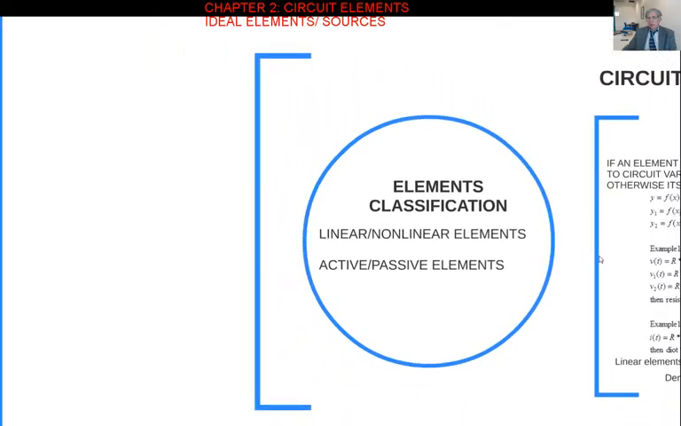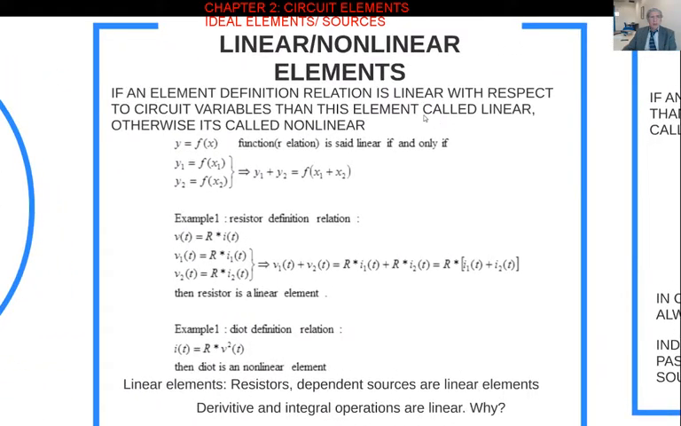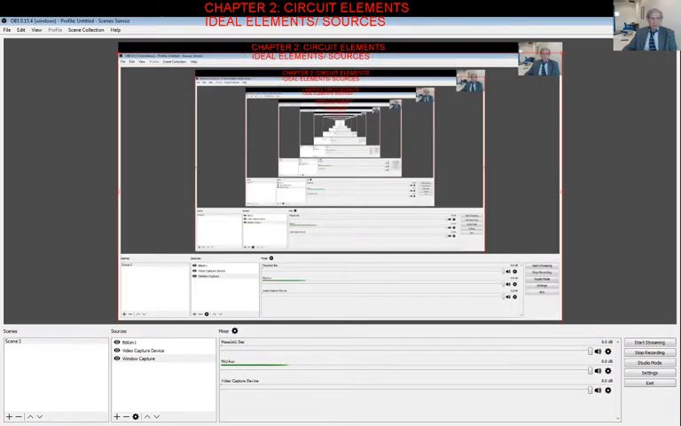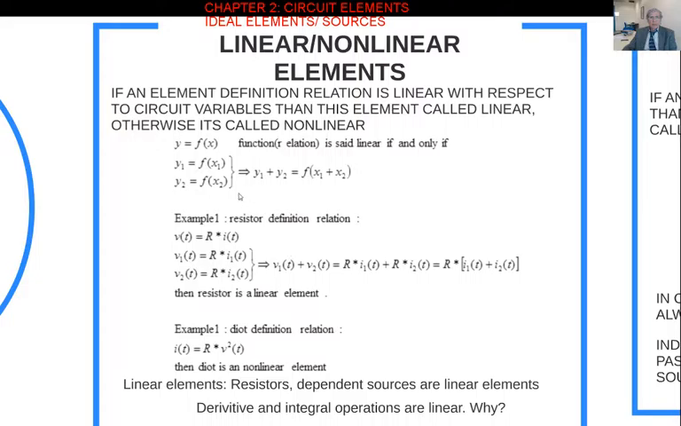What are linear elements? If an element's definition relation is linear with respect to circuit variables, not time, then this element is called linear, otherwise it is called nonlinear. Let's examine when we call a function a linear function. So this is y = f(x). For the x1 value of x, you're going to get y1. For the x2 value, you're going to get y2.